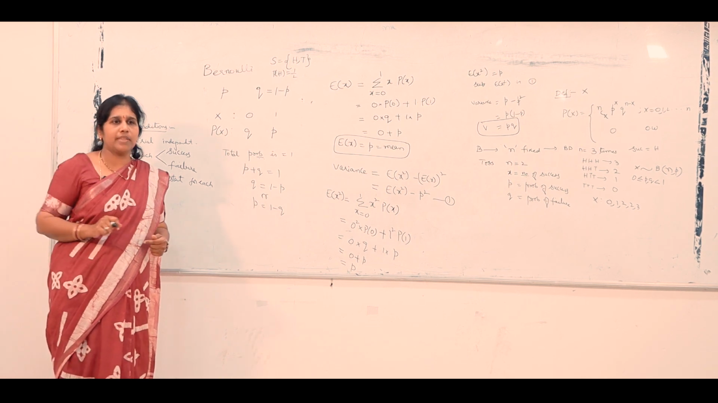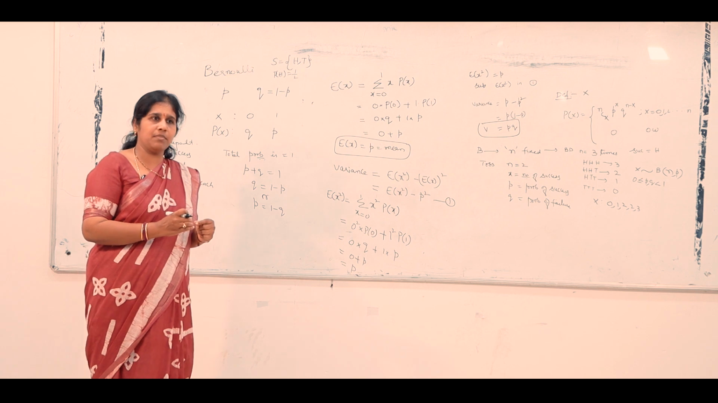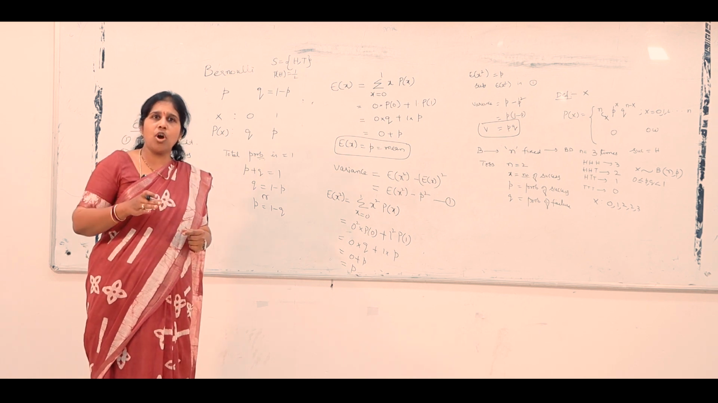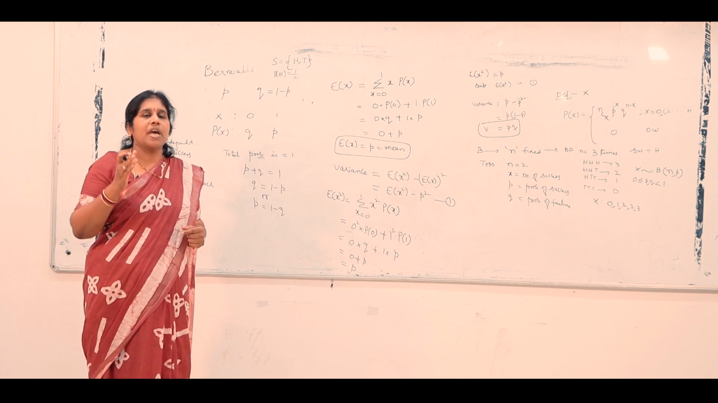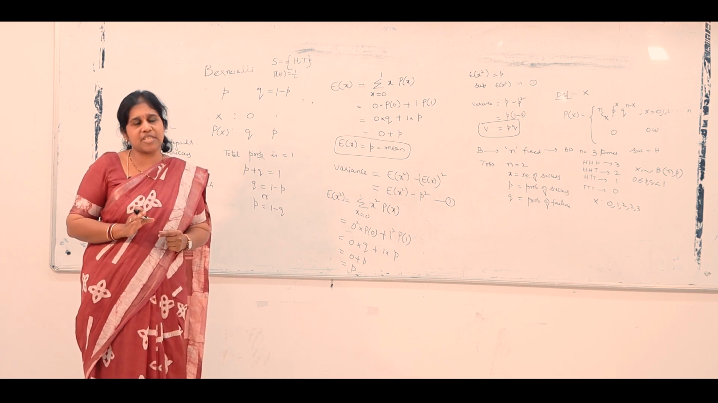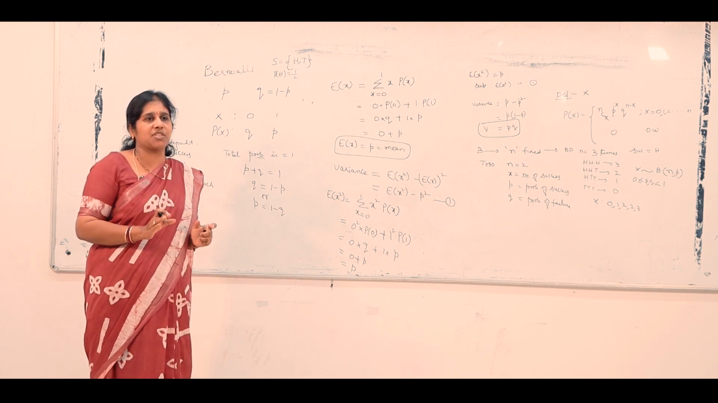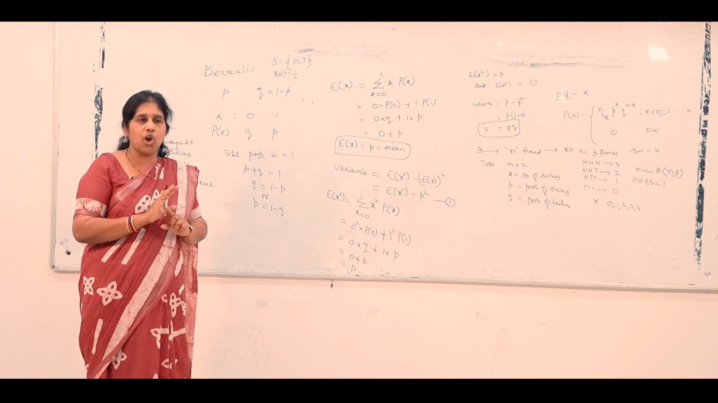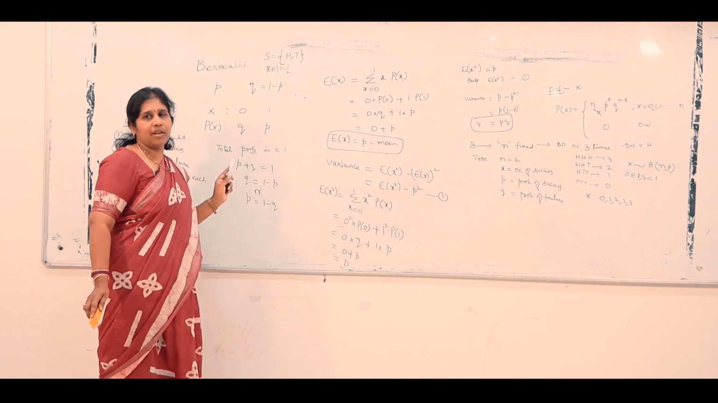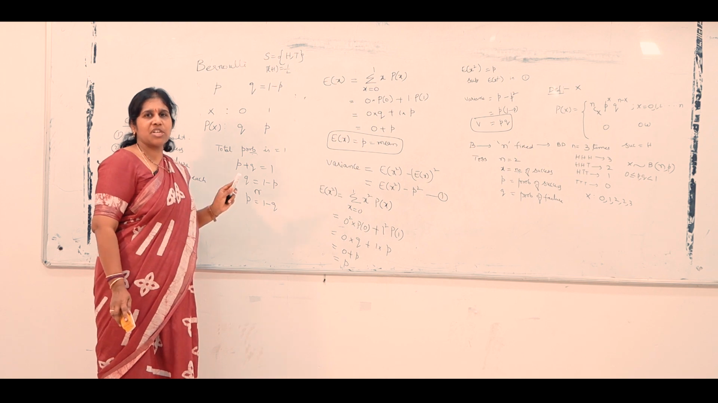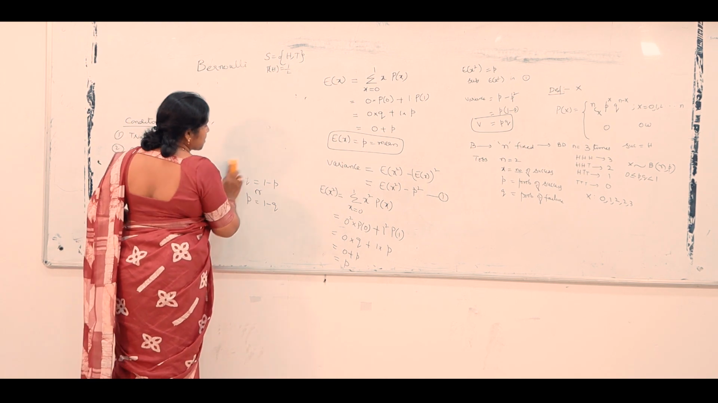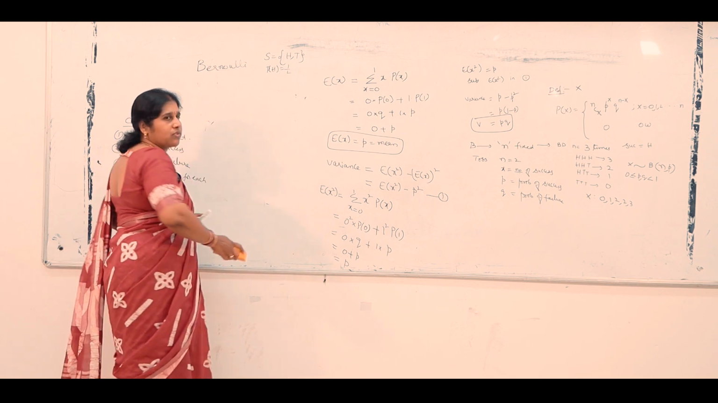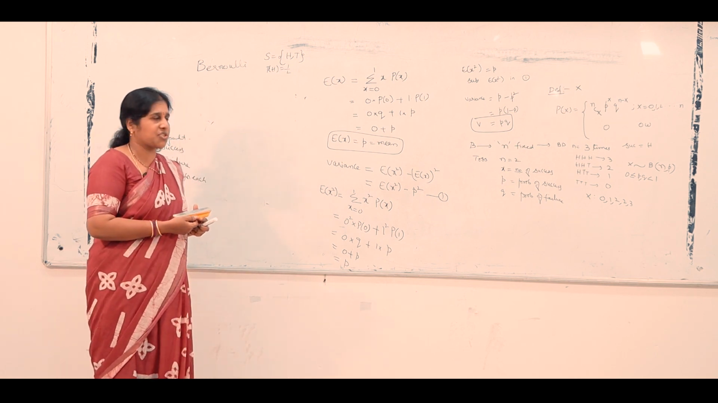100th time I am doing the experiment, again I got head. What is the probability of head? 1 by 2. That means the probability of success remains fixed from trial to trial. It will not change. The probability of success will be constant and will not differ from trial to trial.